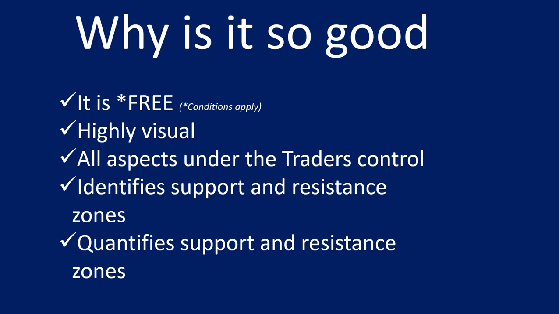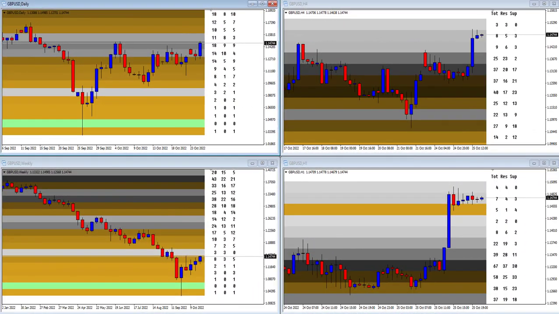Now, the most important thing is it does identify support and resistance zones, and it quantifies support and resistance zones by telling you how often a particular zone has acted as a support zone and how often it has acted as a resistance zone. So this is what the indicator looks like. I'm going to go through it in a little bit more detail, but before I do that, I want to just give you a quick introduction to support and resistance trading.